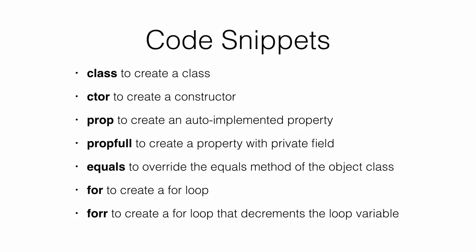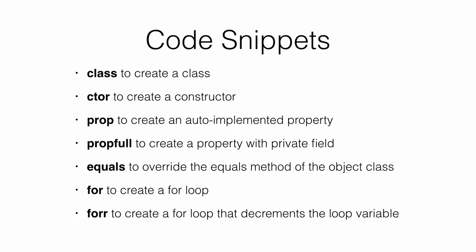So let's recap. Use code snippets to speed up your coding whenever you can. Some common code snippets in Visual Studio are class to create a class, ctor to create a constructor for a class, prop to create an auto-implemented property, propfull to create a property with a supporting private field, and equals to override the Equals method of the base object class.